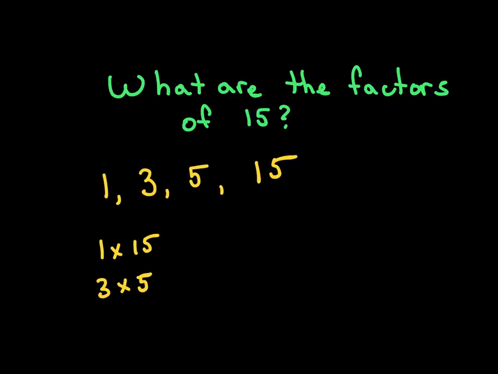What are the factors of 15? 1, 3, 5, and 15, because 1 times 15 gives you 15, and 3 times 5 gives you 15. There are 4 factors for 15.